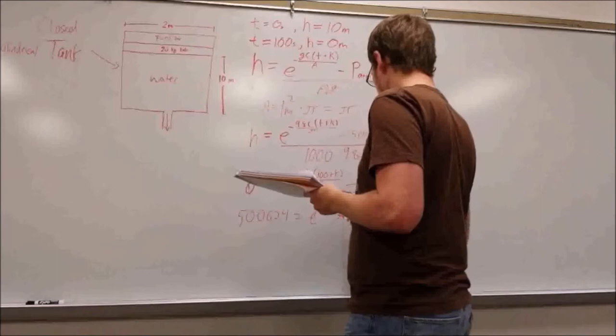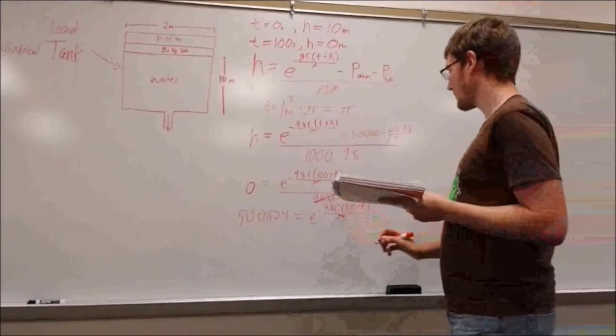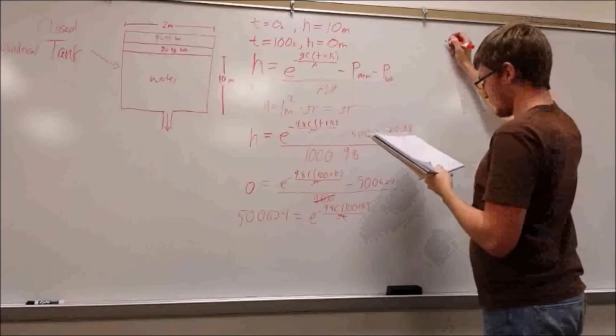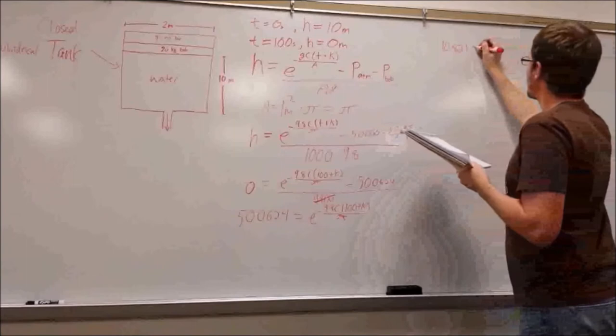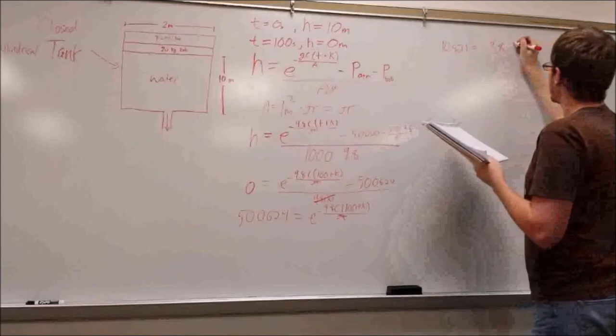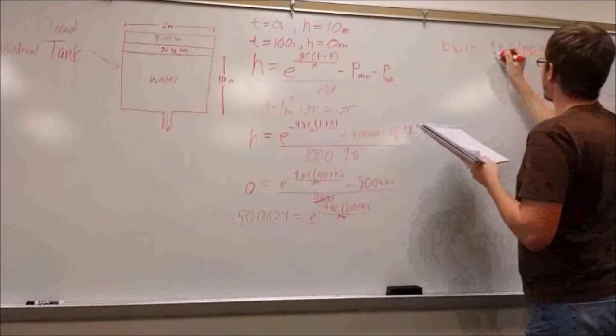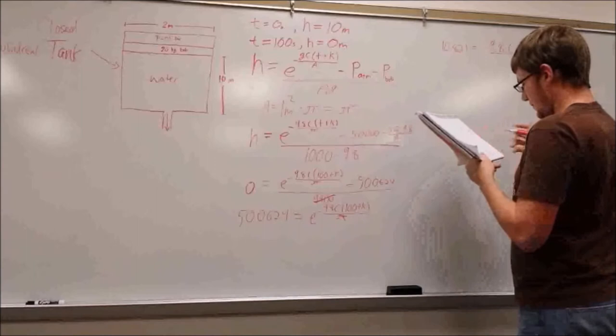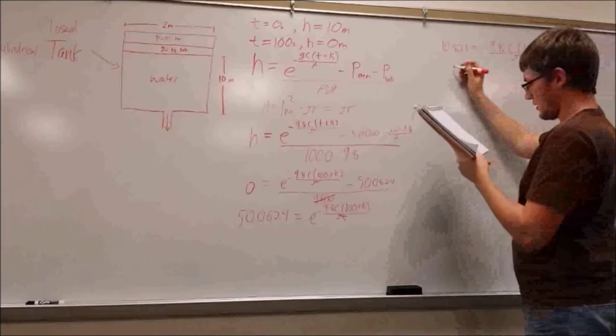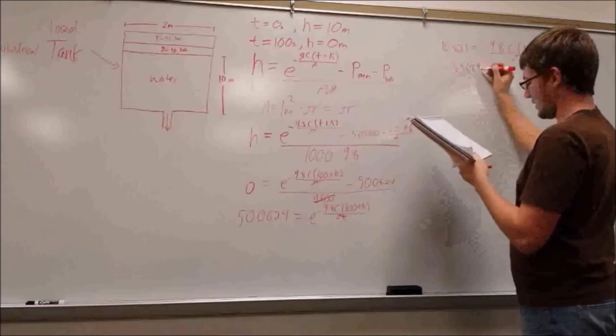Next, we're going to take the natural log of both sides to get rid of e. This will get us 10.821 is equal to negative 9.8 c times 100 plus k divided by pi. We solve this for k, we get negative 3.4689 over c minus 100 is equal to k.